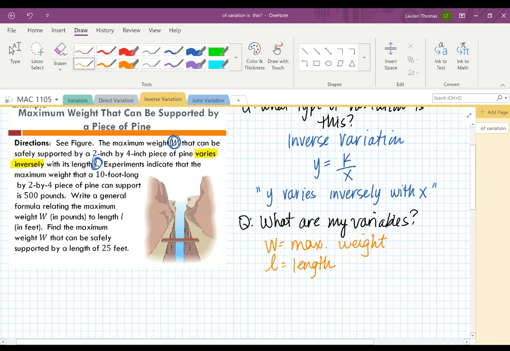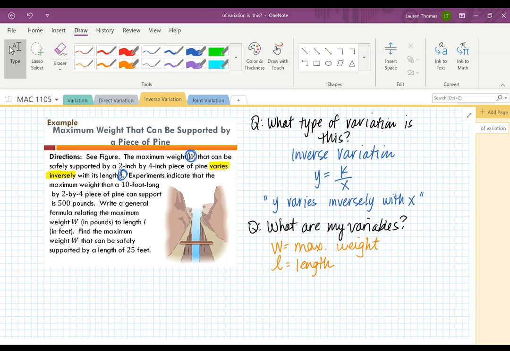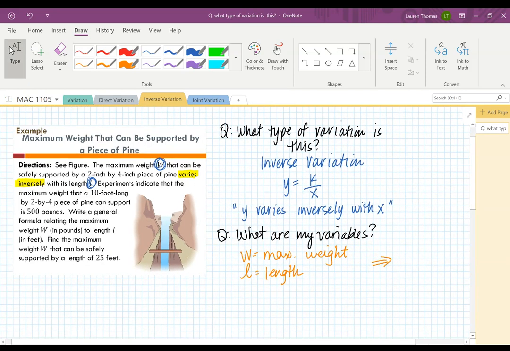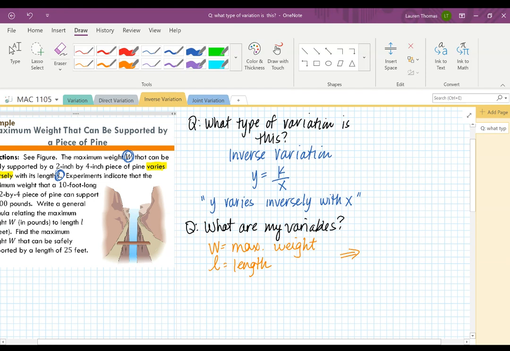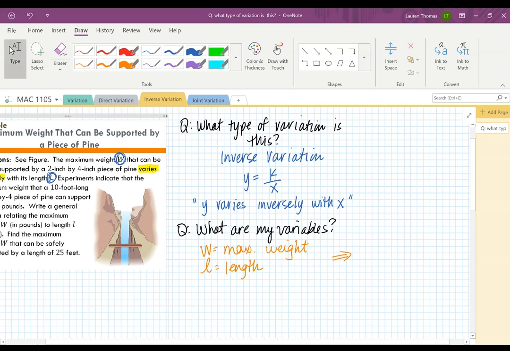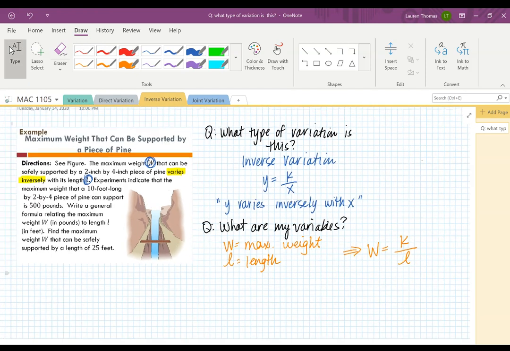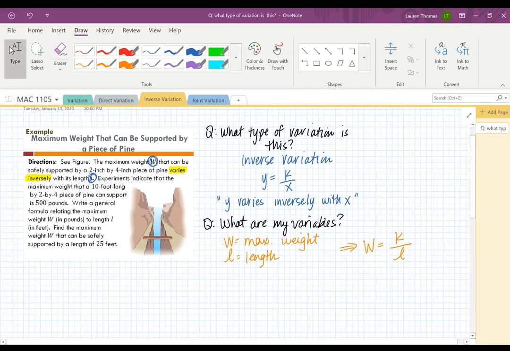Okay, so now that I know my two variables, and I know what type of variation I have, let's go ahead and plug those into the formula so that we have it in the right form. They tell us that the maximum weight that can be safely supported by a 2-inch by 4-inch piece of pine varies inversely with its length L. So if I'm plugging those into my model, remember this is read y varies inversely with x. I'm going to say W equals K over L. All right, that's going to be the placement of my variables. Okay, so we have the variation, we have our variables, we put them into the equation. The next thing is that we need to solve for K.